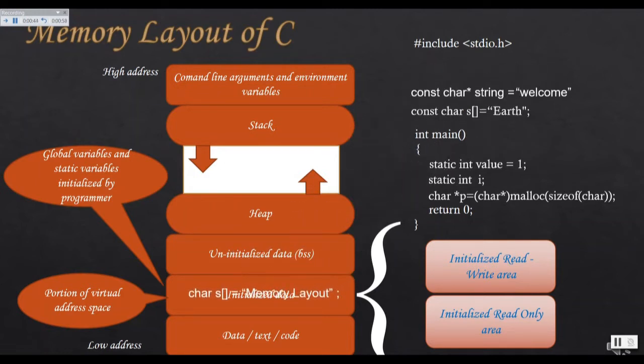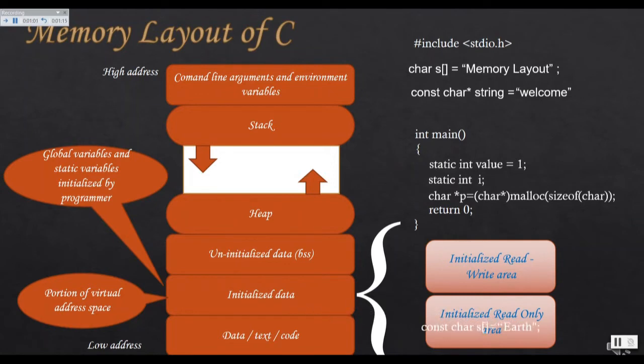The first one, the character string, would be put into the initialized read-write area, as this global variable can be modified at program runtime. Next we have this constant character string. This goes into the read-only area, as it is a constant global string and it won't be changing afterwards.